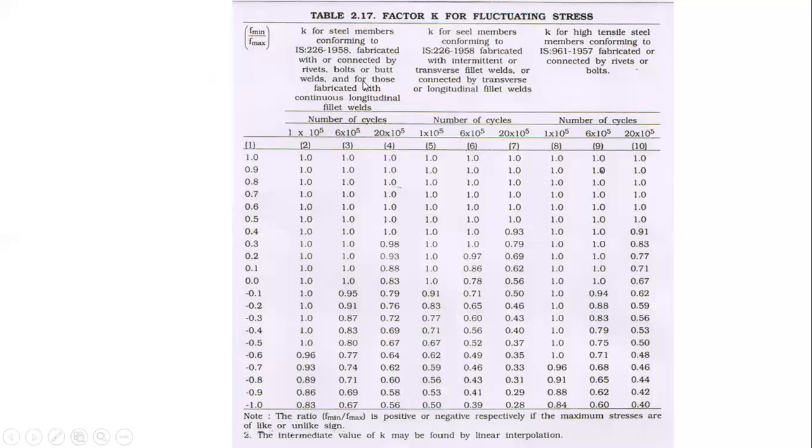Why? Because this is K for steel members conforming to IS 226 fabricated with or connected by rivets or bolts. So these values are used when the connections between the truss members are made with rivets and bolts. These three columns are used when the connections are only with welds. In our case we don't use weld values, so we do not use these. And the last three columns are for high tensile steel. We are using only Fe 260, which is this one, so we will just concentrate on this value.